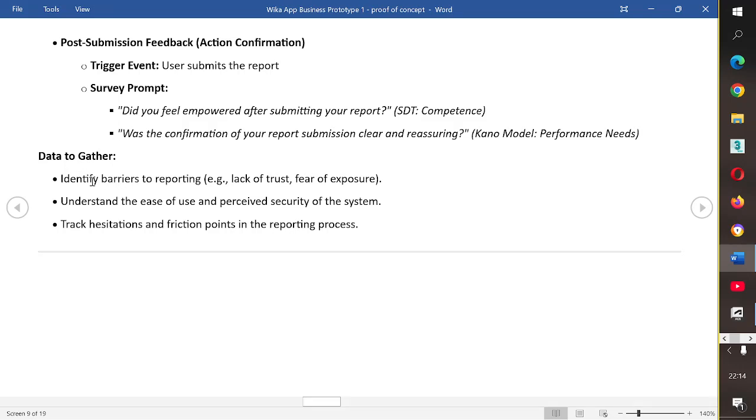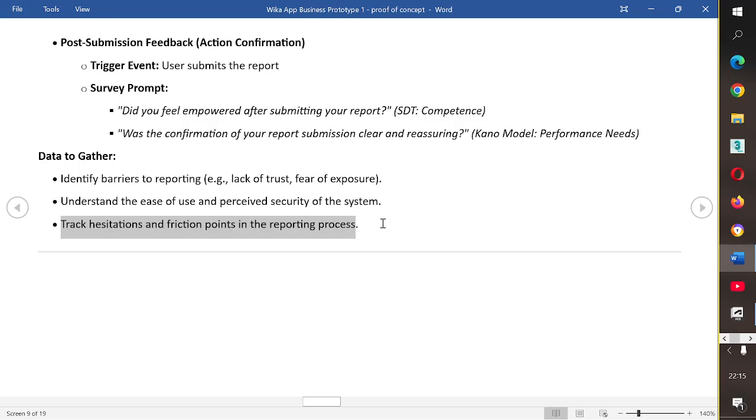So the data to gather is going to help us. These are the analytics. Remember, this system is attached to some form of analytics. And one of the analytical pieces of information is to identify barriers to reporting. That's what we're trying to do. The second is to understand the ease of use and the perceived security of the system. And when I talk of security, I mean privacy. And then to track hesitations and friction points in the reporting process.